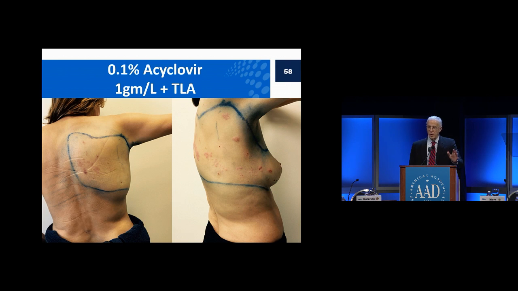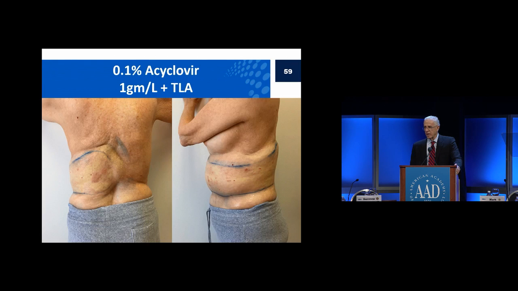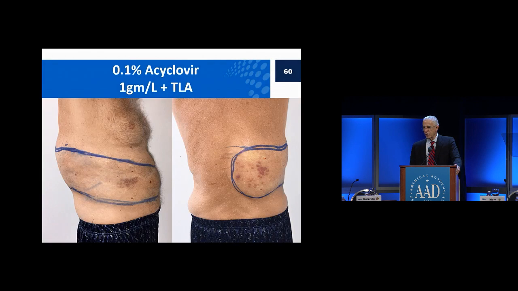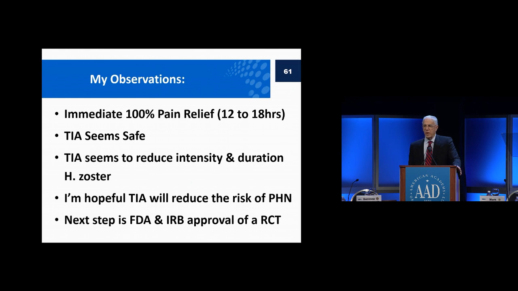Now, these patients are also on oral valacyclovir, but these are 3 patients that we did, and the results were very encouraging, I should say. The pain was gone. They came back on a daily basis for a while to get more of this because it was so comforting. And my impression with these 3 patients is that besides the immediate pain relief, it does seem to be safe. It seems that it reduces the intensity and duration of zoster, and I'm hopeful that perhaps we can use this to reduce the risk of postherpetic neuralgia, especially in patients who are immunosuppressed. So the next step is applying for an IND to do a little clinical trial of this.